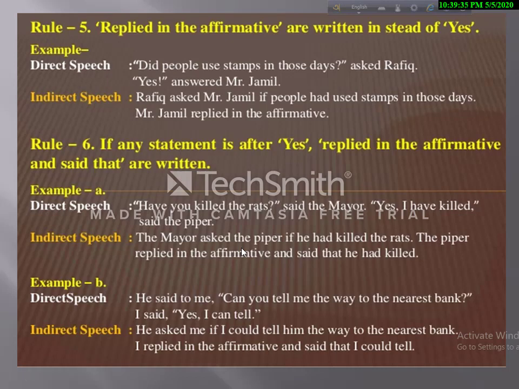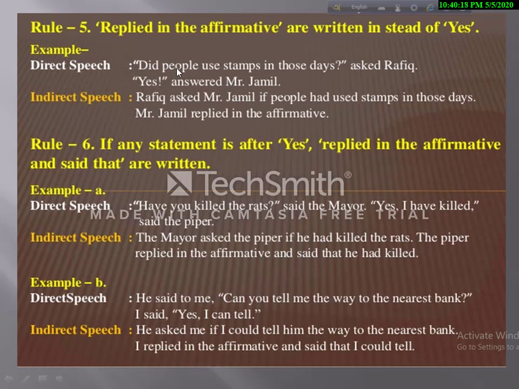So it's rule 5. Replied in the affirmative is written instead of yes. Sometimes you will find sentences with yes, or no. So if there is yes, we will write replied in the affirmative. If it is in past tense, we will write replied in the affirmative, and if there is no, we will write replied in the negative. You will get the rule of no just after this slide.